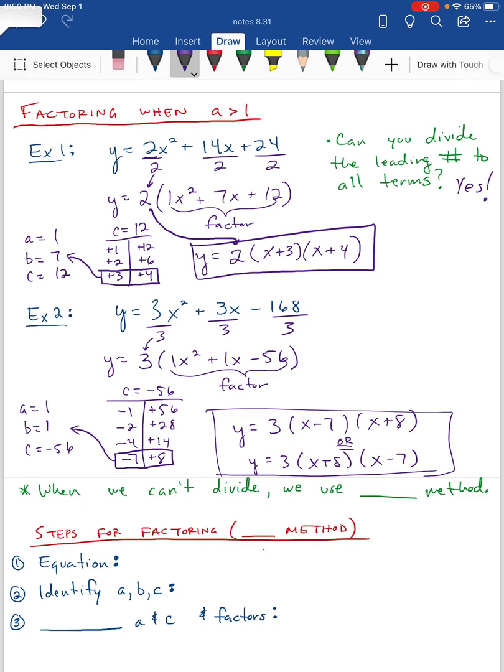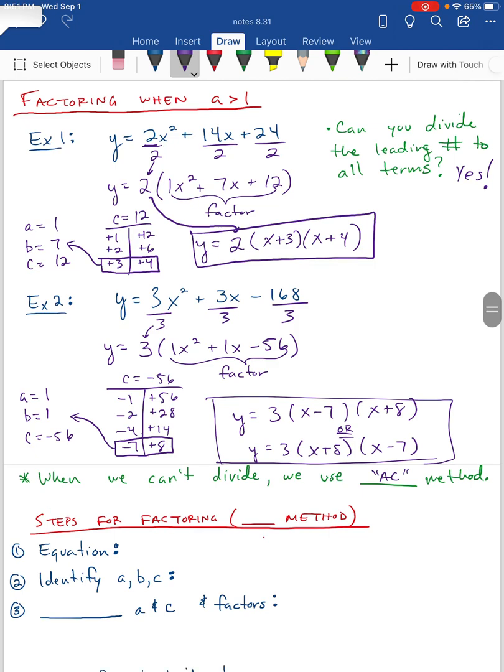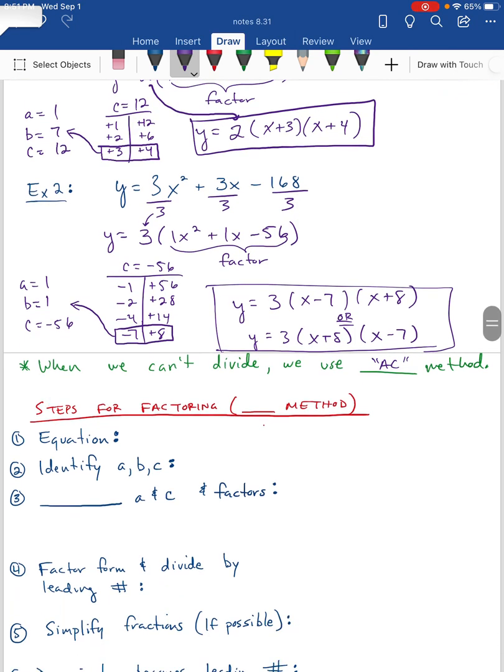All right. Now, sometimes we won't be able to divide by that leading number. And when we can't divide, we are going to use what's called the AC method. Now, the AC method has different variations. The majority of them that you will see use grouping. The method that I'm going to use is not using grouping. However, I think it follows similarly what we did yesterday. So if you still have problems understanding this, please let me know and reach out to me.